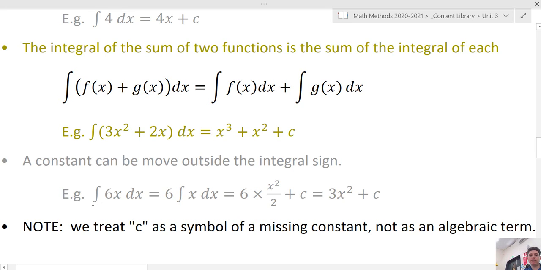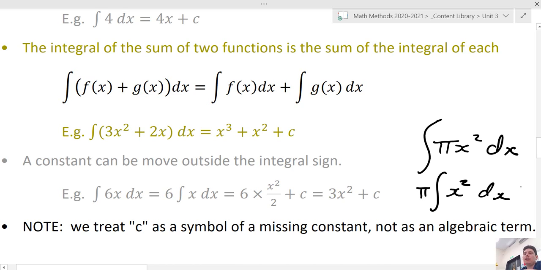There's this other really, really useful trick. Please remember this. If you have a function with a constant out the front, you can bring that constant out the front, so you can focus on the rest of the function. Okay? See how it's brought the 6 out the front and then it's just integrated x. A really useful thing is if you're doing something like this. Pi is a constant, so you can bring it out the front. And now just integrate x squared.